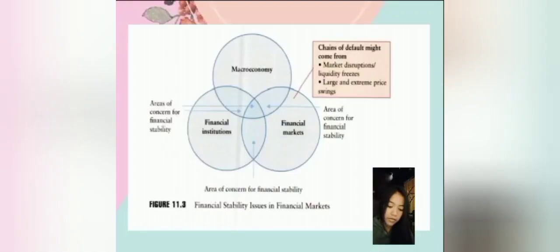This is the figure of the areas of concern of financial stability: the economy, financial institutions, and financial markets. In financial markets, chains of default might come from market disruptions, liquidity freezes, and large and extreme price swings.